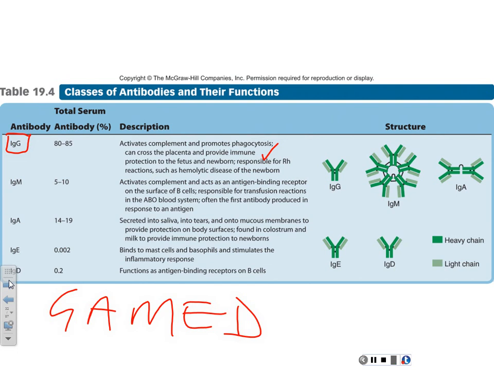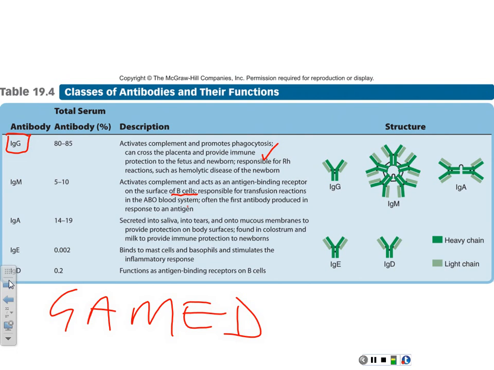And then IgM is one that is a B cell receptor protein, okay? It's responsible for the blood transfusion reactions, okay? It also activates complement, by the way, okay? It does that, okay? And it's the B cell receptor that is responsible for the ABO transfusion reactions, okay?